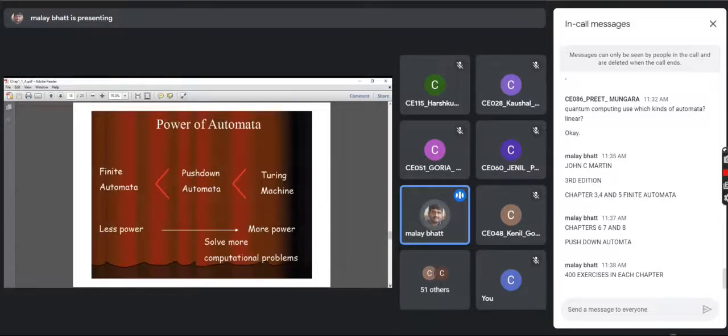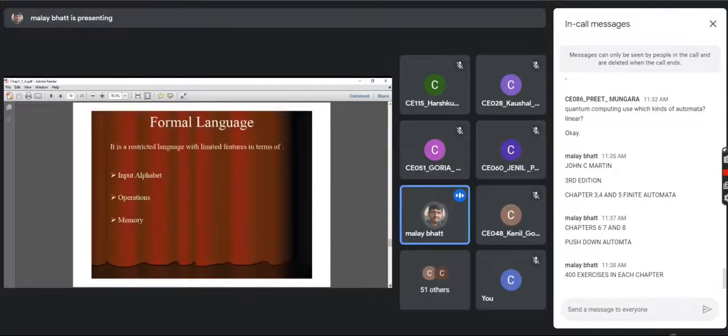So you can see the power. Finite automata, very less power. Push down automata, more power. Highest power, Turing machine, which can solve more complex problems. The finite automata can solve very small problems. Turing machine can solve very complex problems.